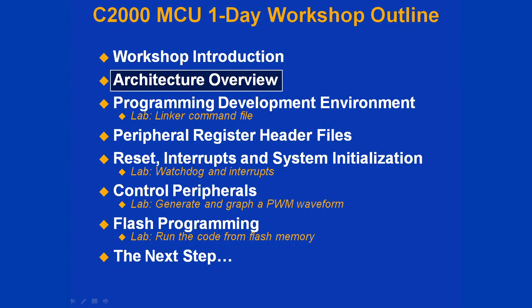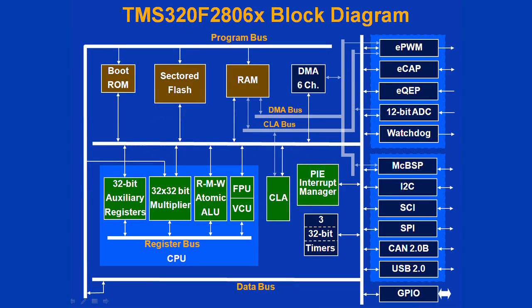Now, we will discuss the architectural overview. This block diagram represents an overview of all device features and is not specific to any one device. The F28069 device is designed around a multi-bus architecture, also known as a modified Harvard architecture. This can be seen in the block diagram by the separate program bus and data bus along with the link between the two buses. This type of architecture greatly enhances the performance of the device.